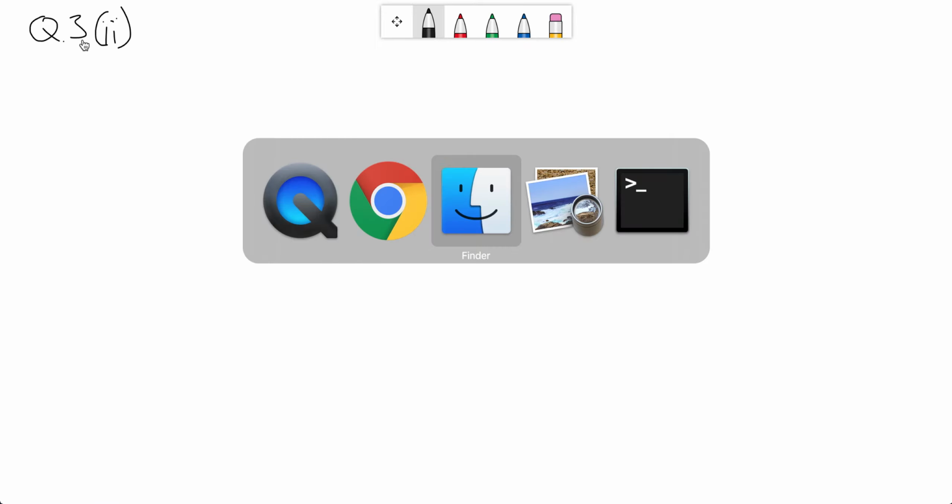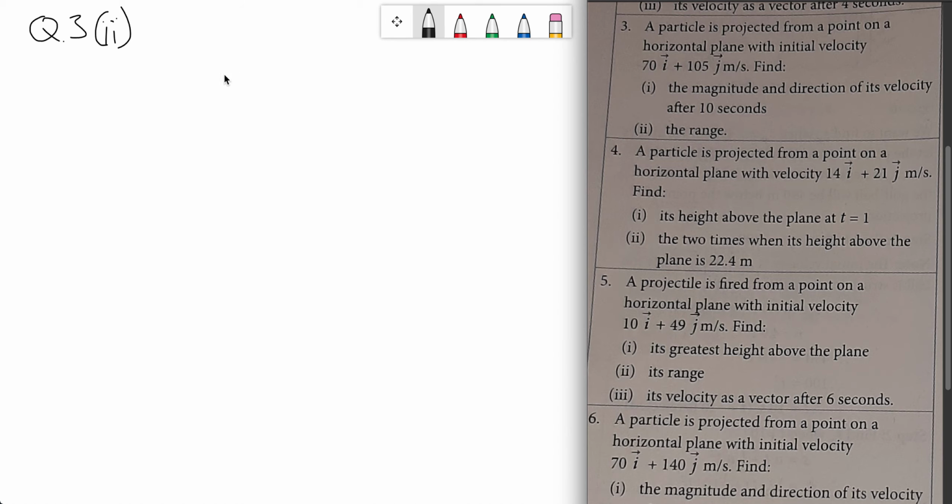Question 3, part 2. A particle is projected from a point in a horizontal plane with initial velocity of 70i and 105j. The magnitude and direction, we've done that, so we want to find the range. That's what we're looking for.